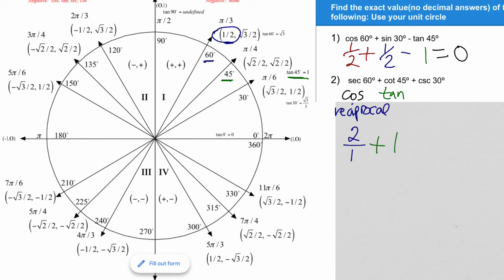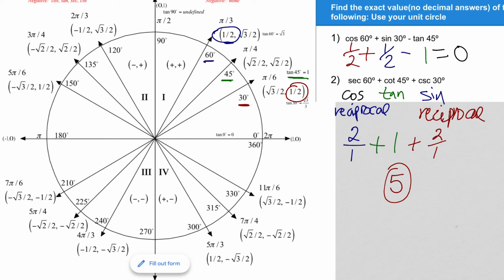All right, last piece, cosecant is the reciprocal of sine. So let's go ahead and go to 30 degrees. Here it is. Let's go to sine, which is the y, a half. So sine of 30 is a half, but we want to know the reciprocal of that. So the reciprocal of a half, again, is 2 over 1. And here we go ahead and add this up. 2 plus 1 plus 2. That gives us an answer of 5.